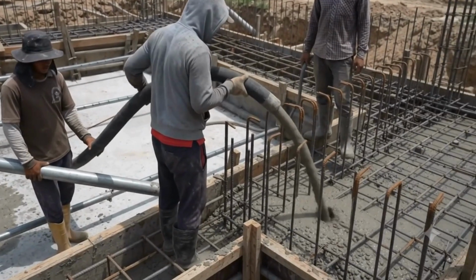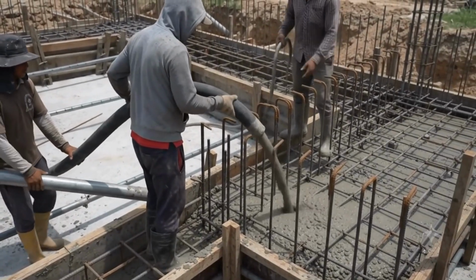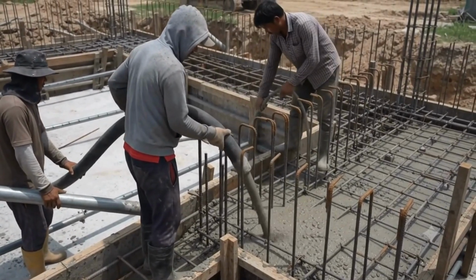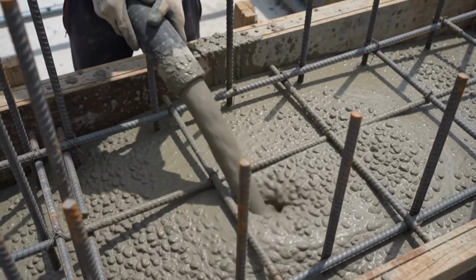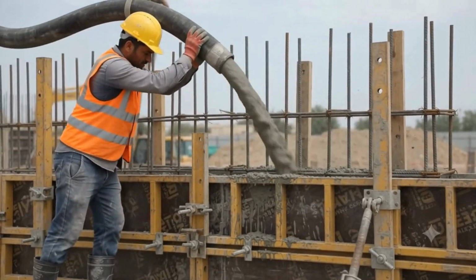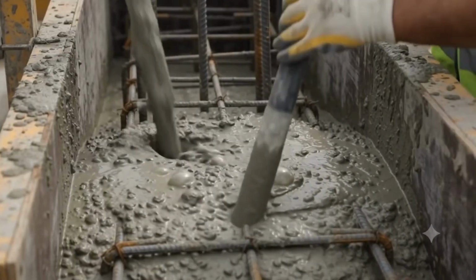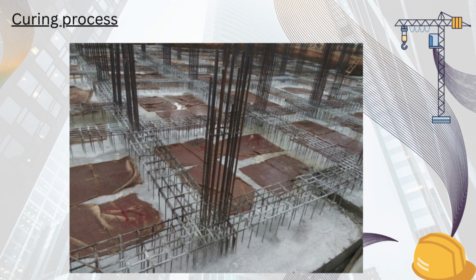Because raft foundations are very large, engineers carefully plan the concrete pour to avoid cold joints. Mechanical vibrators are used throughout the pouring process to ensure proper compaction and eliminate air voids. Once concreting is complete, the foundation is cured for the specified period to achieve the required strength and durability.